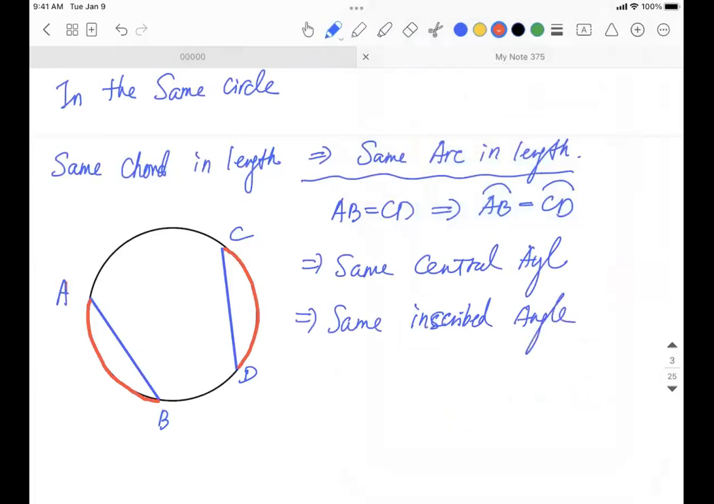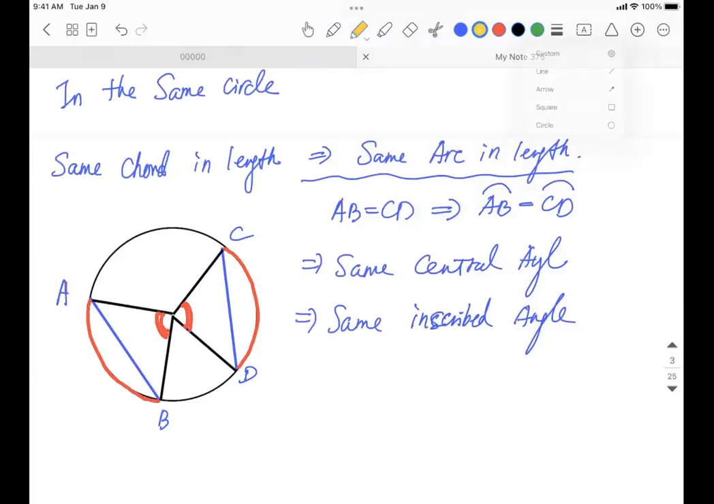Let's say I want to find out what my central angle is. I'm going to use the color black. They are facing two different central angles, and these two central angles must be the same, as long as the two chords are the same, or the two arcs are the same. Basically, the two central angles are the same.